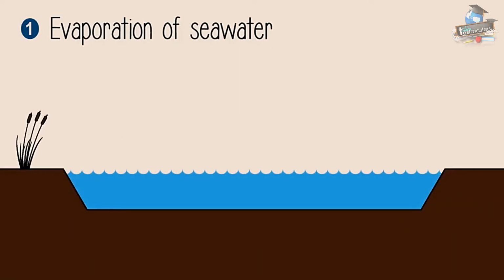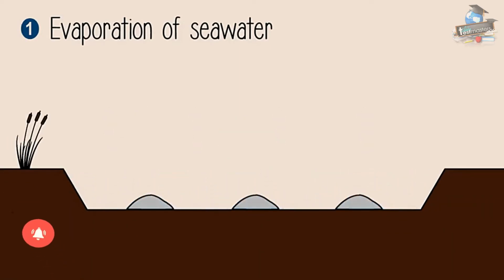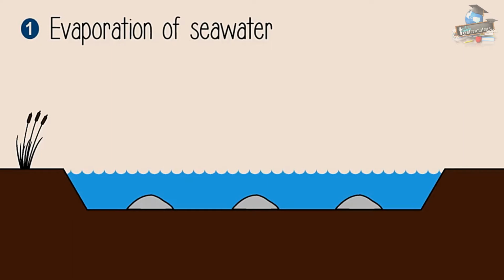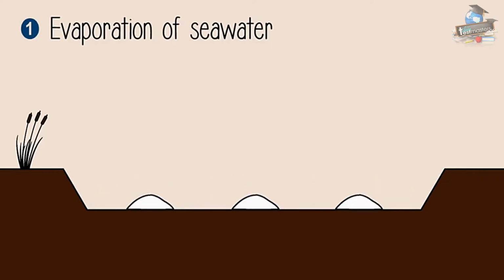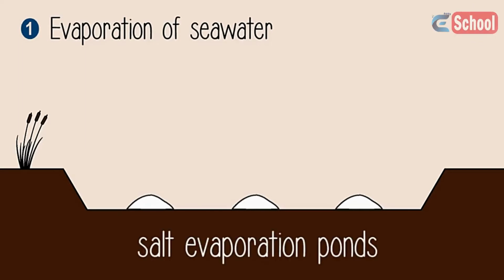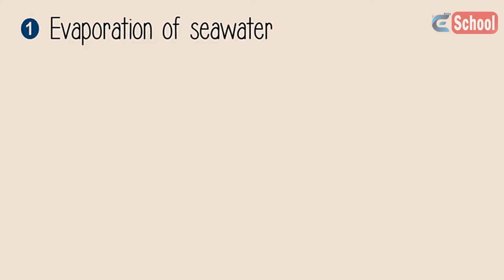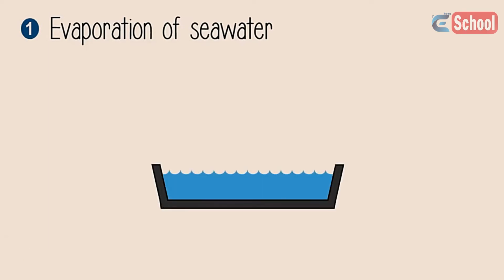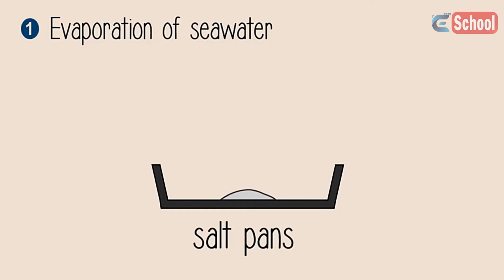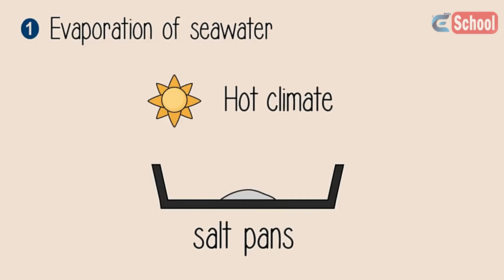Seawater can be brought into shallow basins and evaporated to leave behind white mounds of sodium chloride crystals. This needs to be done a few times to get nearly pure sodium chloride. These areas where seawater is evaporated are called salt evaporation ponds. Sometimes this is done on a smaller scale in shallow metal pans called salt pans. This extraction method is usually done in hotter climates.